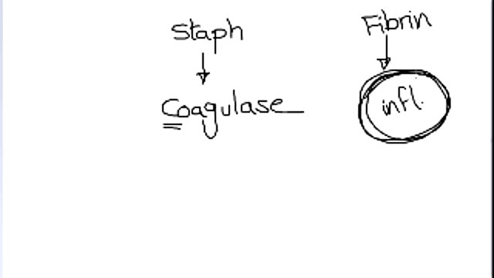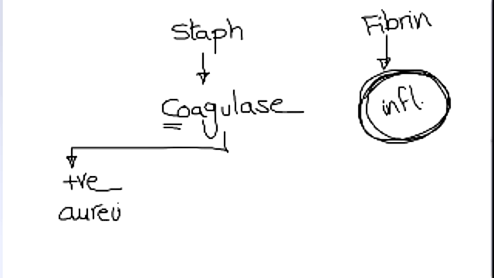That's why Staph aureus causes abscess, and that's why abscess is a localized inflammatory area, because it's surrounded by a wall of fibrin made by the coagulase enzyme released by Staph aureus. So which type of staph is coagulase positive? Yes, it's Staph aureus, coagulase positive.